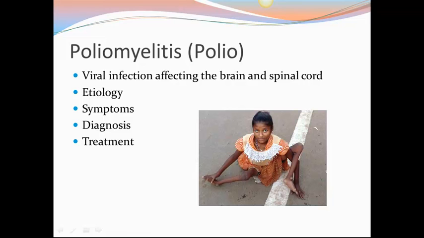So it is very important for prevention of poliomyelitis to get the polio vaccine. In third world countries, they have the oral polio vaccine, which several years ago is what we used in the United States, and now we use the injectable form of the polio vaccine.